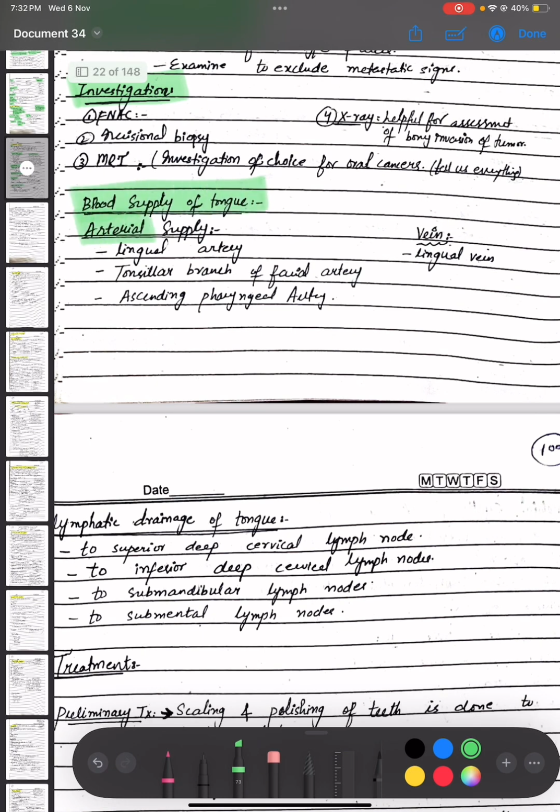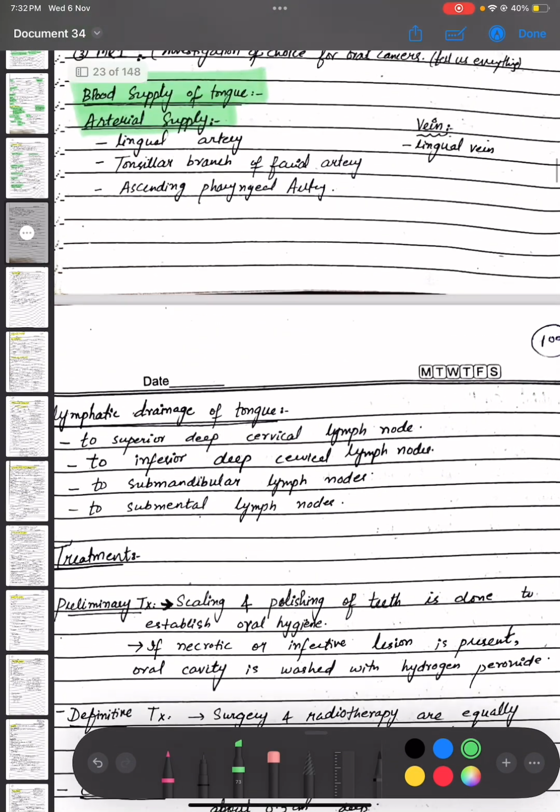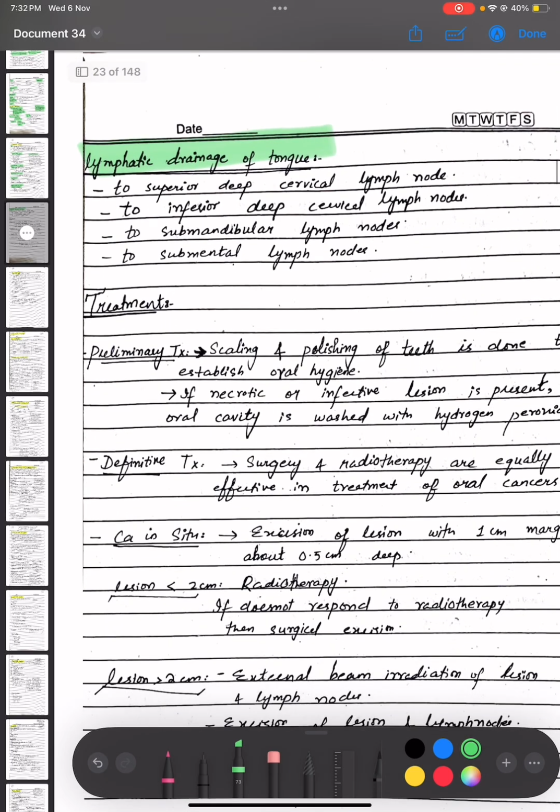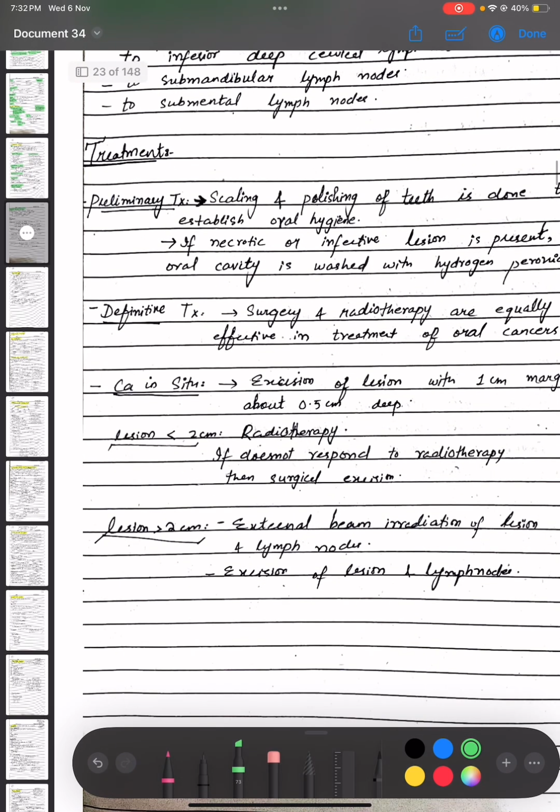The arterial supply is the lingual artery, the tonsillar branch of the facial artery, and the ascending pharyngeal artery. The venous drainage is through the lingual vein. What is the lymphatic drainage of the tongue? It drains to the superior deep cervical lymph nodes, inferior deep cervical lymph nodes, submandibular lymph nodes, and submental lymph nodes. What are the treatment options?